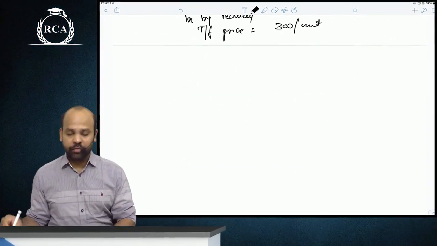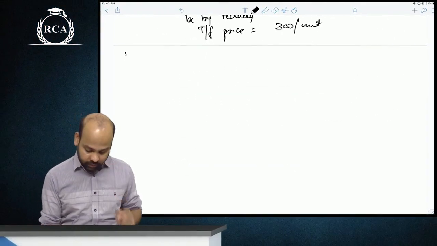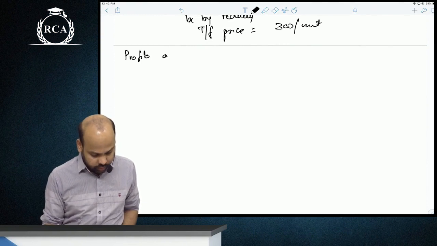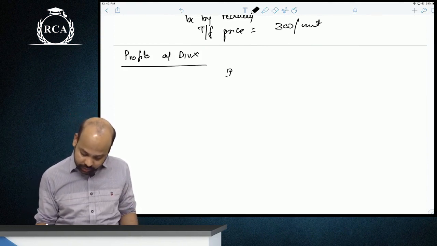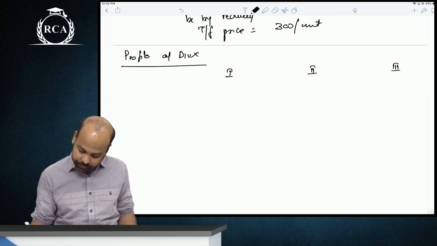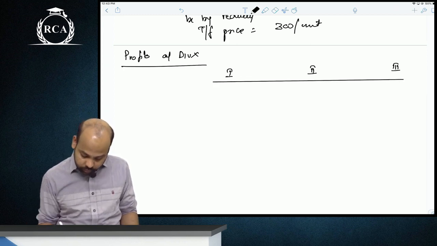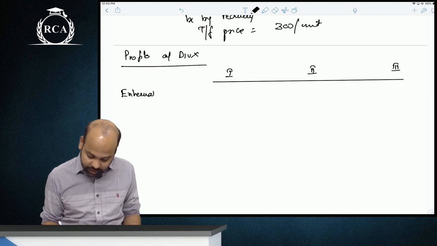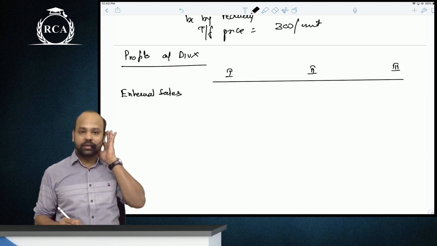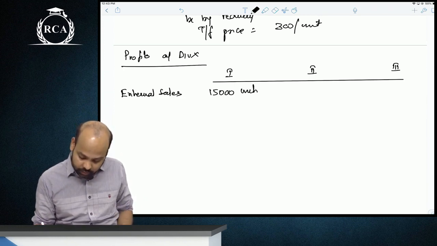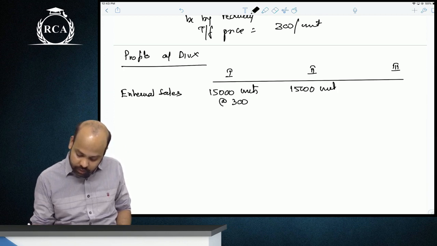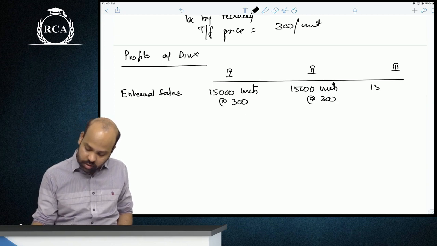Now let us compute profitability statements, guys, based on these prices. First is the profit of division X. There are three cases, guys. Case 1, case 2, case 3. External sales are being restricted to 15,000 units only, guys. 15,000 units at 300. This is not going to change, guys. 15,000 units at 300.